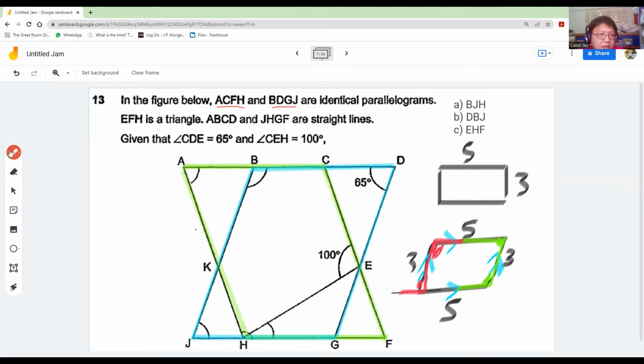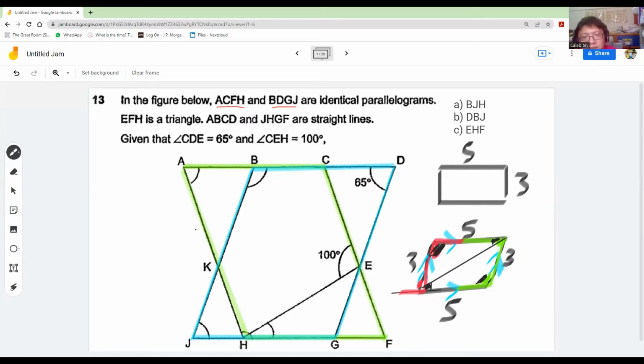The third property that you need to look at, and it's probably the last one, is that if you draw a line across it, this bottom angle will be equal to the top angle. And the two opposite angles will be exactly the same.